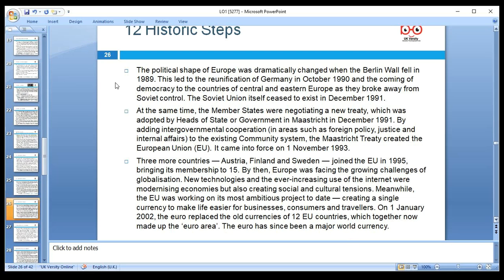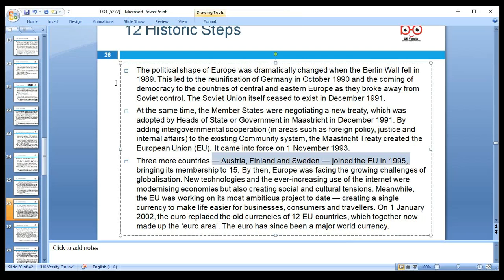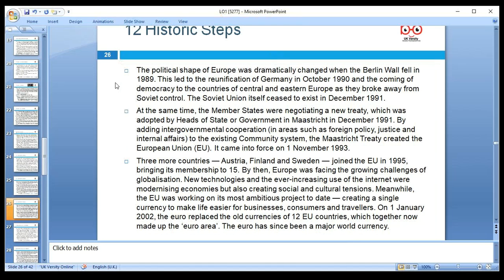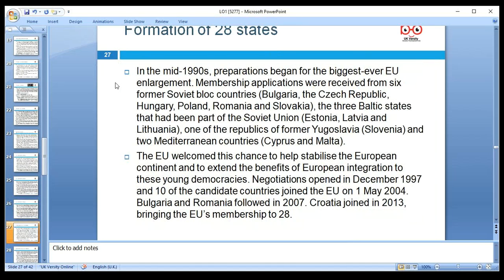So I'm not really going to read word by word, but it is good for you to go through the key dates like 1957, what happened in 1993, and 2007, 2008, when further members were included. Three more countries, Austria, Finland, and Sweden, joined the EU in 1995. Yes, the membership reached 15. These are the key dates and key steps we need to go through.